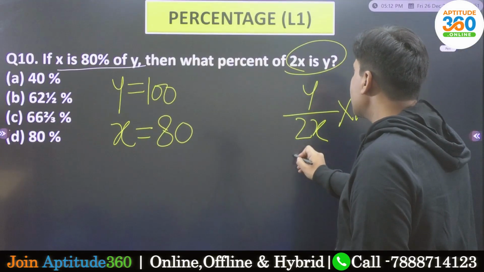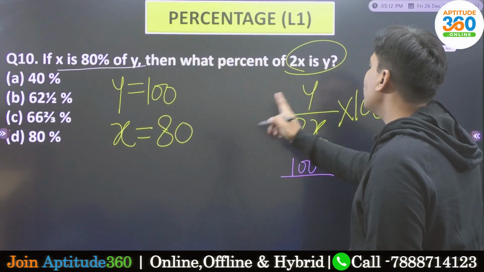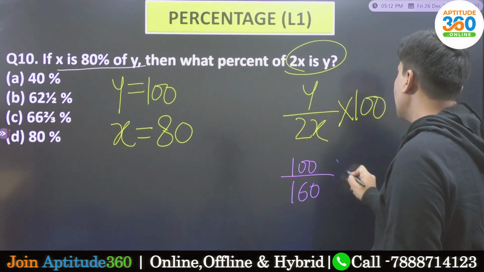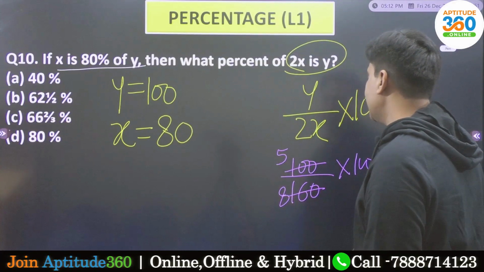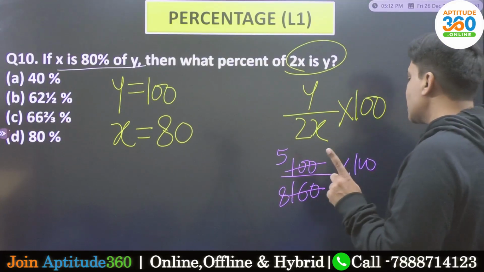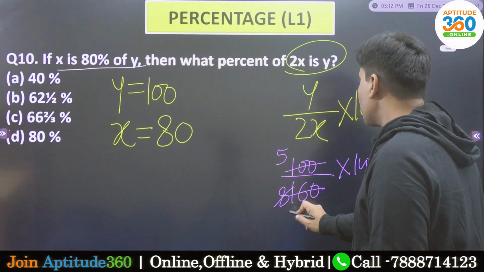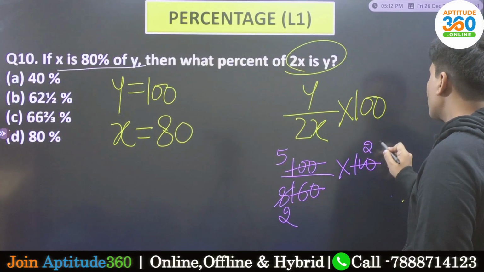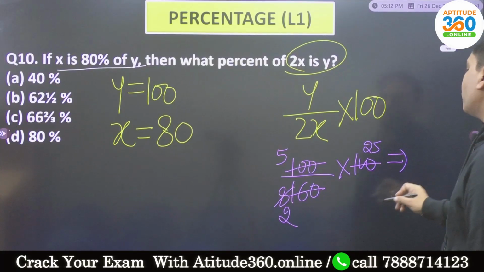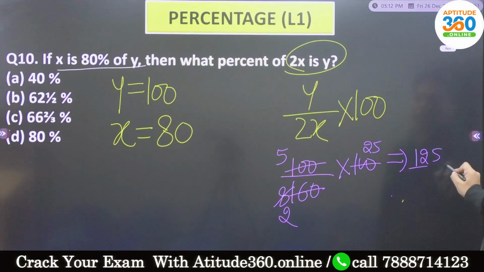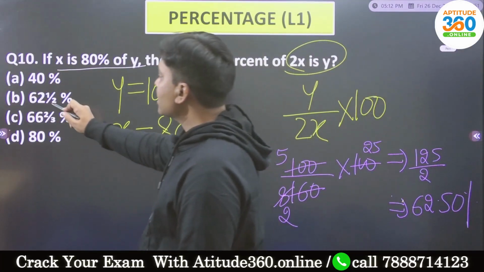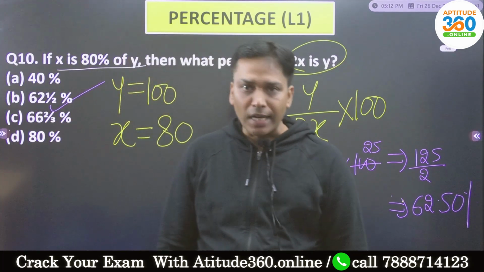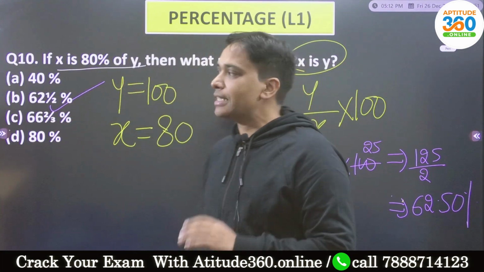We know the value of y, which is 100. We know the value of 2x, which is 160, into 100. And if you look at it, this is 5 and this is 8. 5 by 8 into 100 is coming out as 62.50. You may like to simplify this further. This is 2 and this becomes 25. So 25 into 5 is 125. 125 by 2 is nothing but 62.50 percentage. So which option is the right answer? 62.50, 62 1 by 2 percentage.